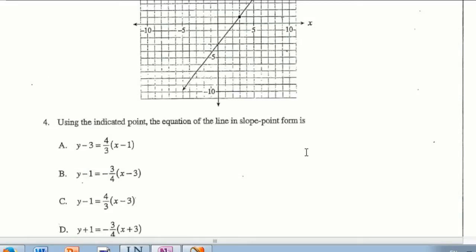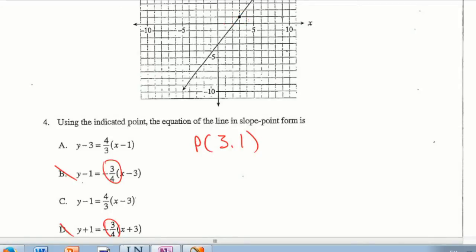I can see that my slope is going up and to the right, so it's a positive slope. And automatically I can eliminate B and D because those both have negative slopes. So it's not going to be B and D. My point is given here. It tells me I have to use point 1, 2, 3, comma 1. This is the point there.